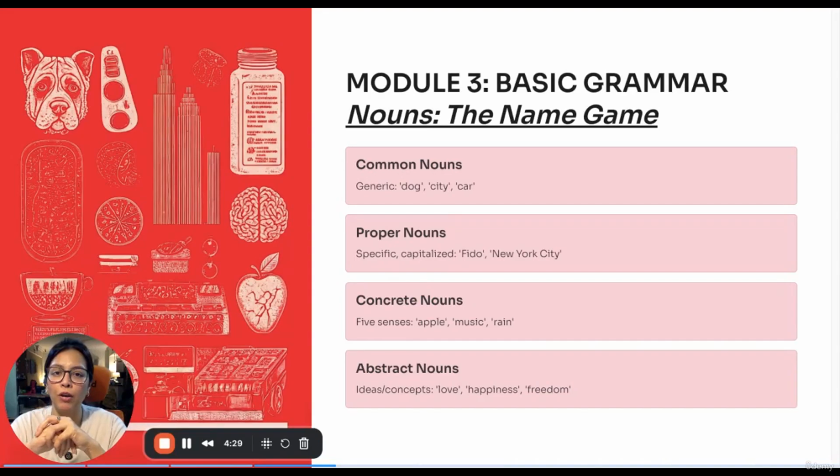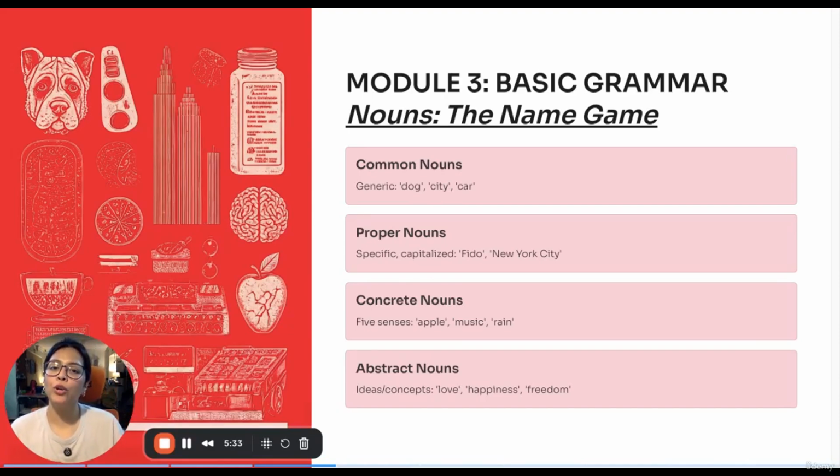So the first one we will be talking about is nouns, or the name game. Nouns are nothing but all naming words are called nouns. Now, noun is further divided into common noun, proper noun, concrete noun, and abstract noun. Common noun refers to the generic, the basic, the main category of things. For example, dog, cat, car, fruits, vegetables, man, woman, humans, plants, trees.